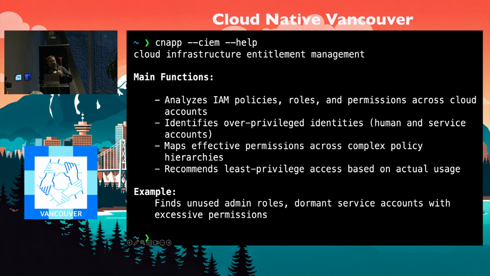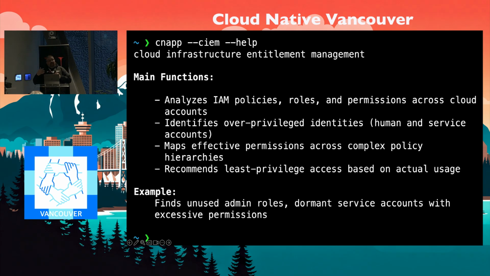The next one is CIEM, the Cloud Infrastructure Entitlement Management. Basically, it will look into your identities that are in cloud, maybe identities for users or for service accounts as well. It looks into all the permissions that you have, the permissions that are being used, whether you have any dormant account inside cloud, or any account with too many permissions that are not being used, because it also monitors all the API calls.